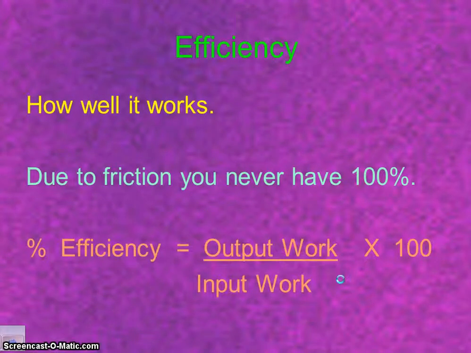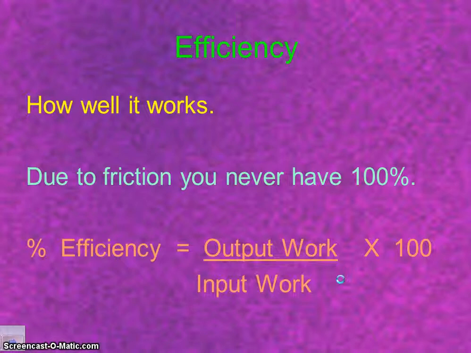Okay, when you start talking about work, you can't help but talk about the word efficiency. And you start getting into machines. Efficiency basically is a way of explaining how well something works. But we have such a thing called friction. If you rub your hands together and they get warm, that's actually friction. You're feeling the results of friction. So whenever you have anything rubbing on something, you're going to get friction.